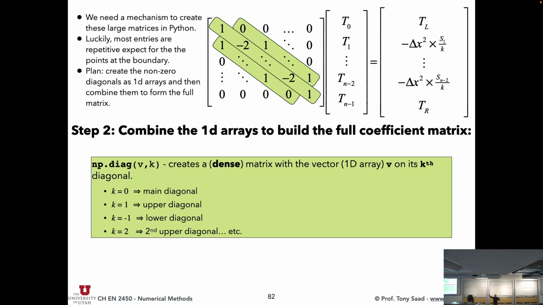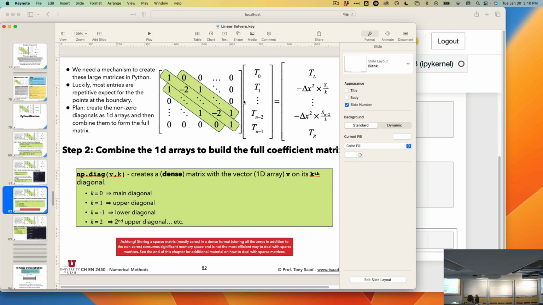The first upper is k equal 1. The first lower is k minus 1. The second upper is k equal 2. The second lower is k minus 2, and so on. Because you might have arrays where you have diagonals, like on the fifth upper and the fifth lower diagonal. Okay, so you can use this approach to do this. So let's try it out.